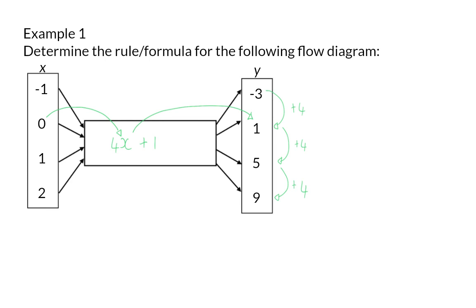This formula can now be tested using another input value. So if I substitute 1, I will have 4 times 1, which is 4, and then add 1 to get the correct output value of 5. So here the rule or formula will be 4 times x plus 1.